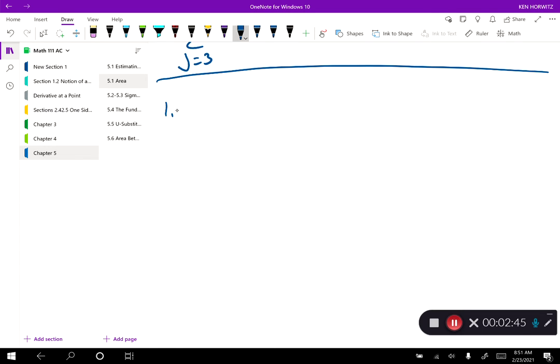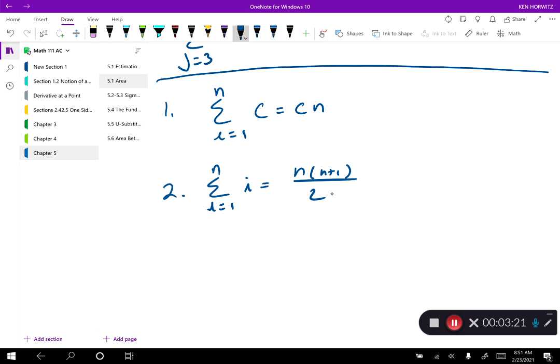So, for example, the first formula says i equals 1 to some number n. Now remember, n is a constant. We just don't know what that constant is in the formula. We're generalizing. And c, again, would be a constant, would be c times whatever your endpoint is. Second formula would be i equals 1 to, again, some number n of just plain old i. And that formula is n times n plus 1 over 2.